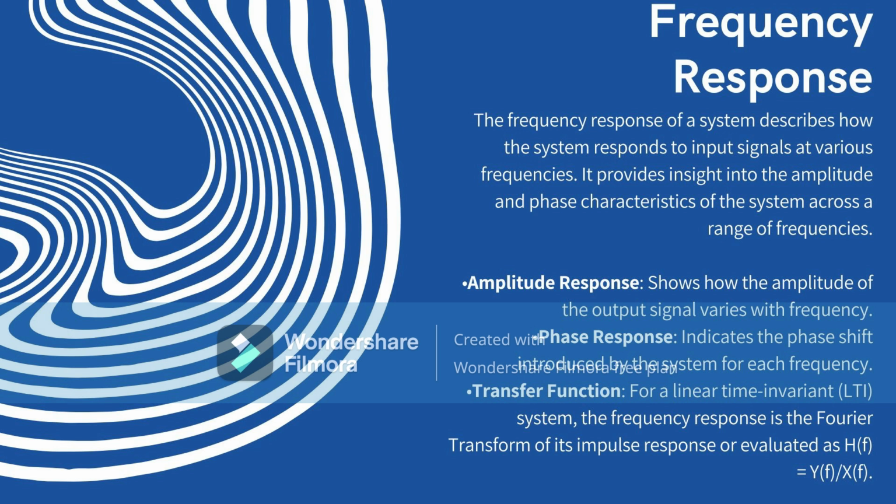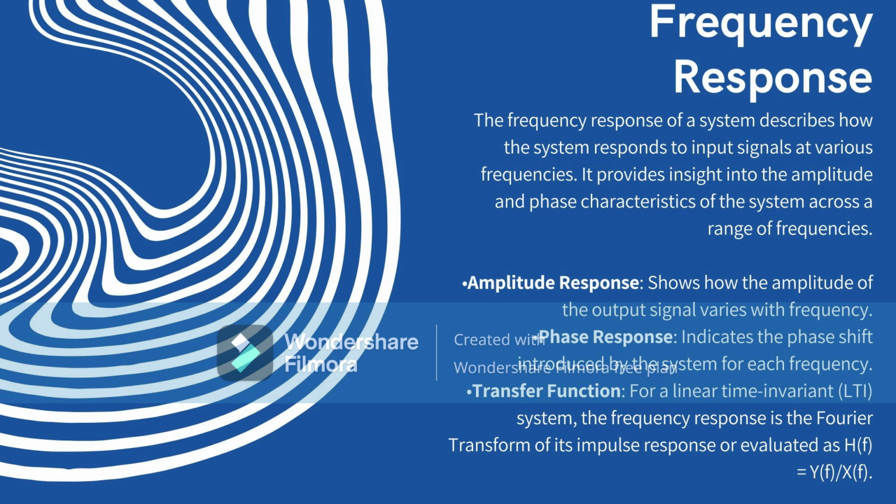Amplitude response shows how the amplitude of the output varies with frequency. The phase response indicates the phase shift introduced by the system for each frequency. And the transfer function, for a linear time invariant or LTI system, the frequency response is the Fourier transform of its impulse response, or evaluated as H(f) equals Y(f) over X(f).